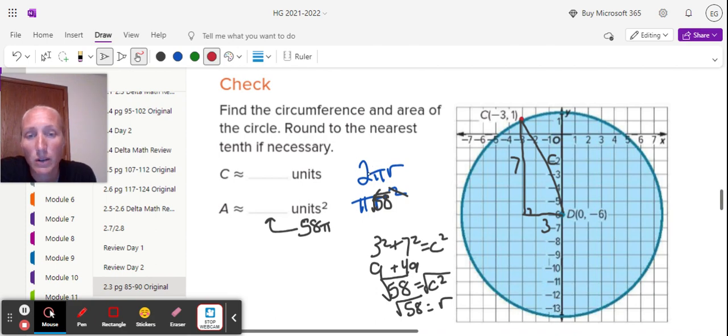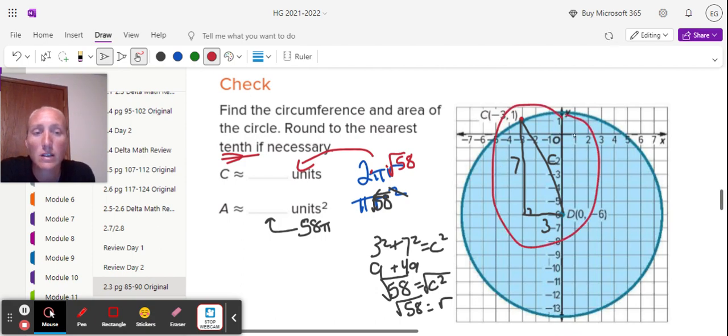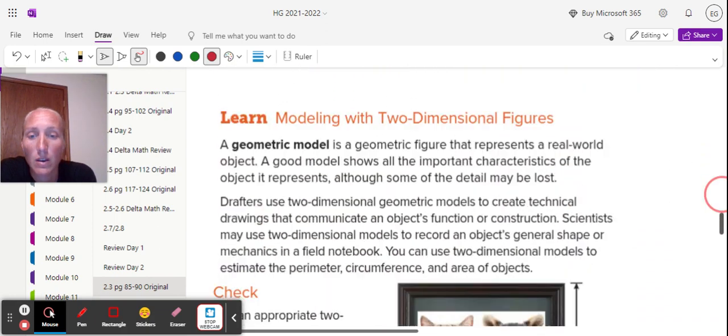And then for this one, I would just do 2 times pi times the square root of 58 in my calculator, and then I would write that answer in, again, rounded to the nearest tenth there. Okay. Biggest idea here is recognizing that this is what we are trying to solve to get to the radius, and then knowing your formulas to use with it.